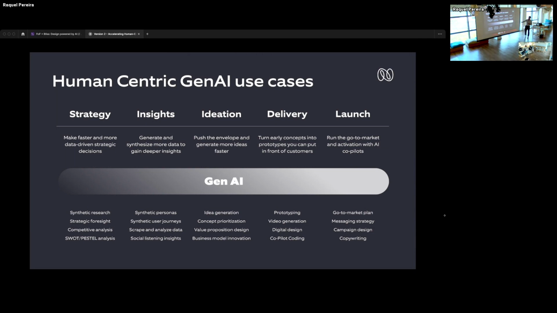And then going into, let's say, synthetic personas, synthetic user journeys, and idea generation. Usually we go to a workshop, we have a session. Let's go and generate ideas about this problem space. So it's 5, maybe 6 people generating a few ideas.